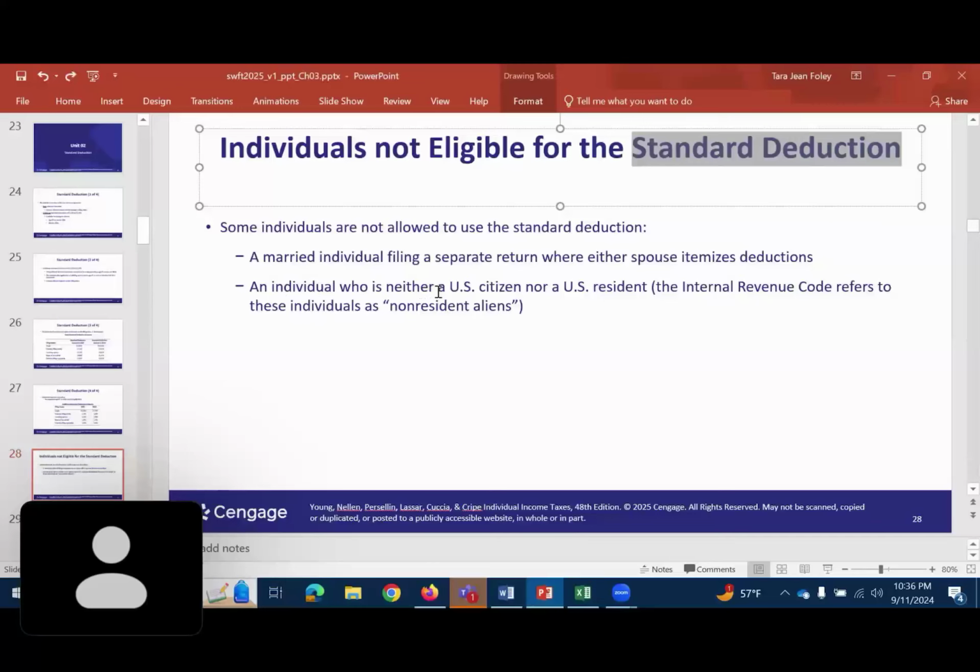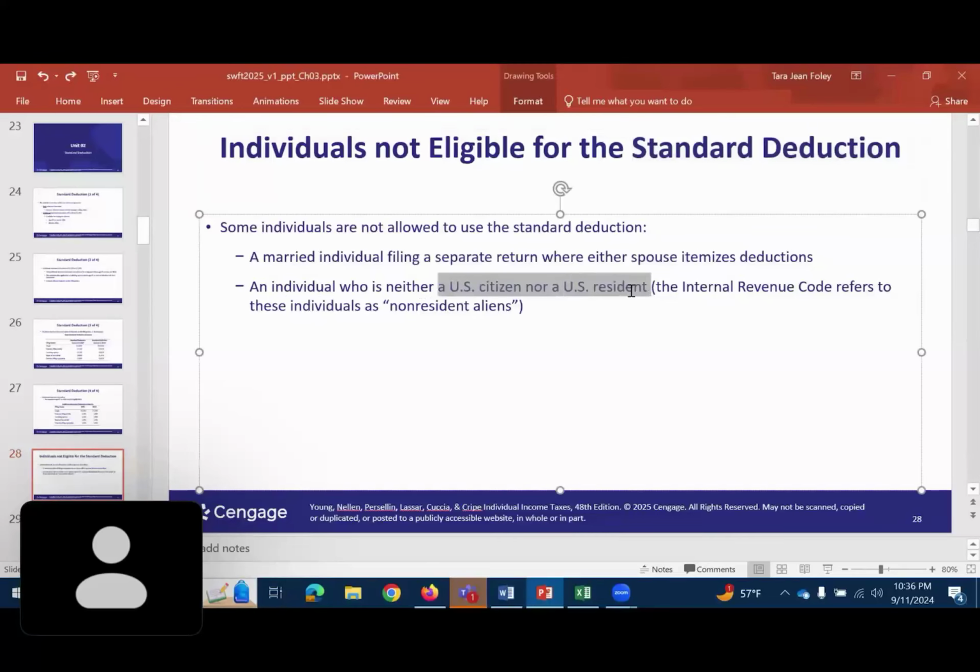What if you're an individual who's neither a U.S. citizen nor a U.S. resident? You cannot use the standard deduction. You just put 0 there.